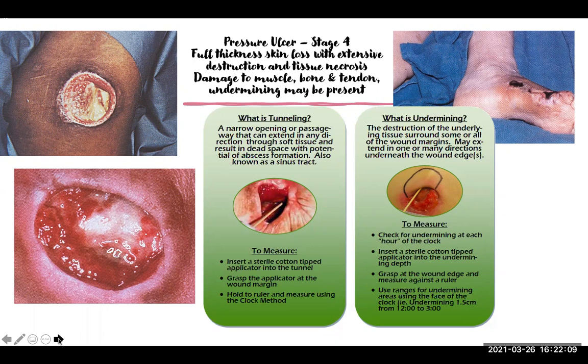We want to measure these complications. So for tunneling, you want to see how deep it goes and in what part of the wound bed it is located. So you would use the face of a clock to describe where it is at 1 o'clock, 2 o'clock, 3 o'clock, and then how deep, how many millimeters is the track. Then the same thing for undermining. You would use the face of a clock, and then you would describe from what point the undermining begins and ends, and then you would measure the deepest point of the undermining.